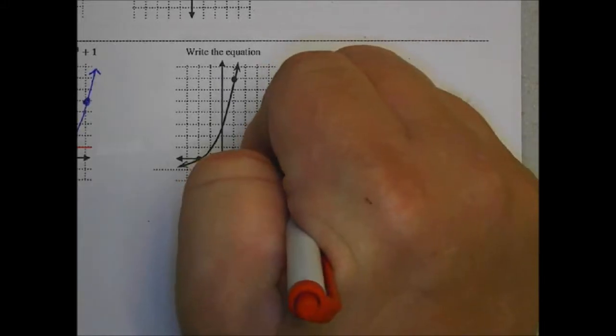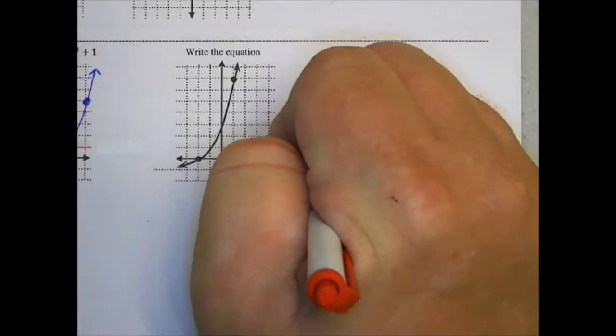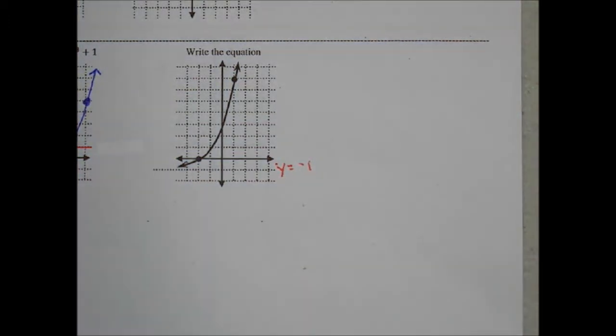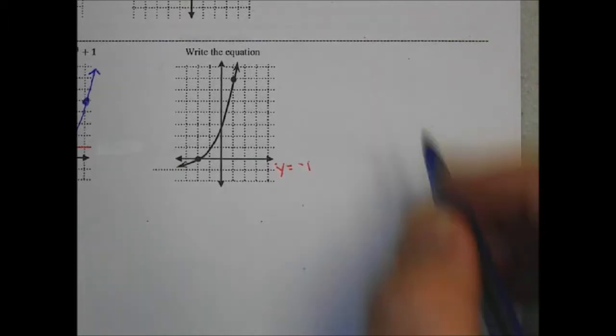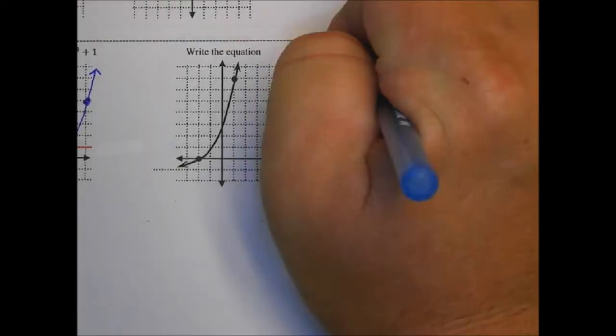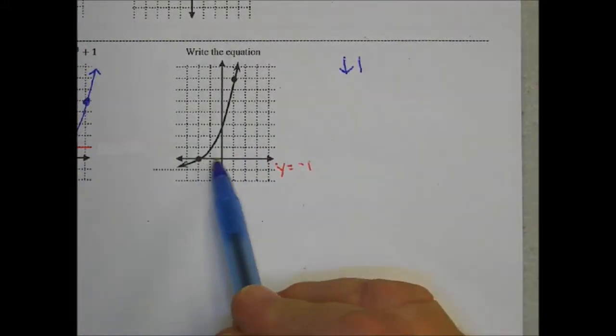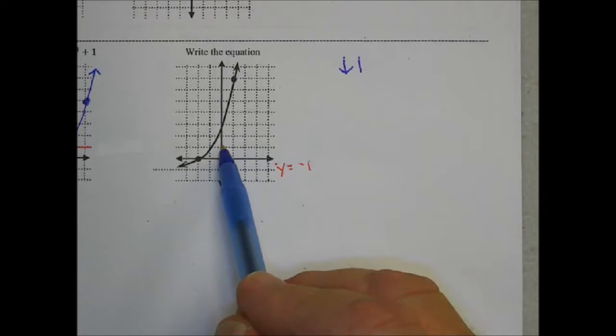This time we see the graph, and we want to know what's the equation that makes that graph. Well, a couple of hints. Here's the asymptote down here at y equals negative 1. So we already know that the up-down shift was down 1. Now let's go back to where that key point usually is, which is 0, 1 right there.